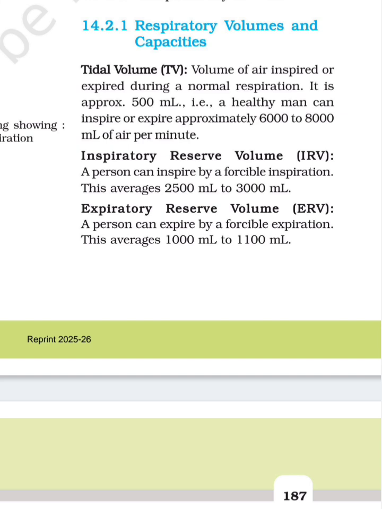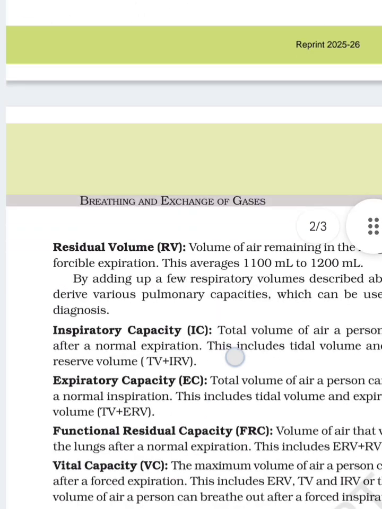Now the third volume is Expiratory Reserve Volume. This is the extra air we can breathe out after a normal breath. This is around 1000 ml to 1100 ml.